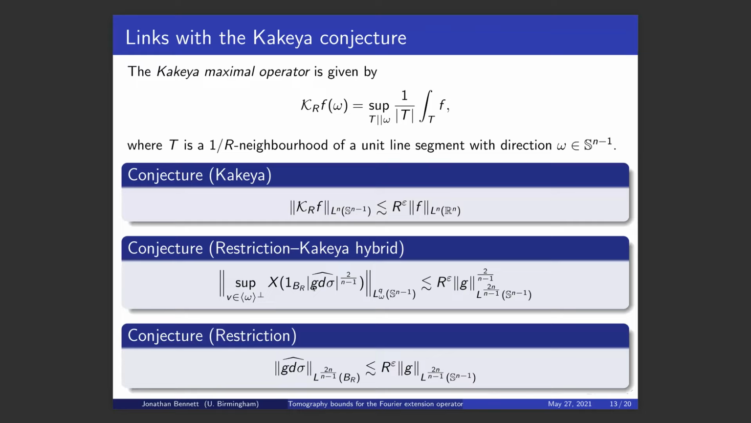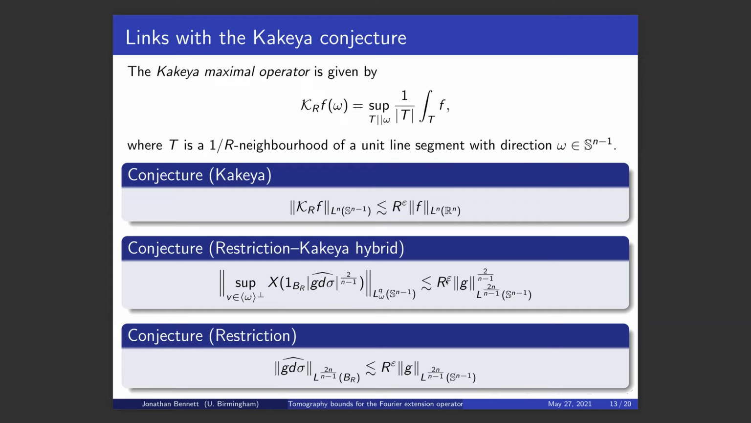So one can go from restriction to this simply by observing that restriction implies Kakeya. We can first apply the Kakeya conjecture to remove this supremum in x. We apply this conjecture here to remove this. And what we're left with on the right is a certain norm of g dσ hat, upon which we may apply the restriction conjecture to complete. And the implication of Kakeya from this restriction Kakeya hybrid is one of the standard Rademacher function randomization type arguments that I think people are probably reasonably familiar with.